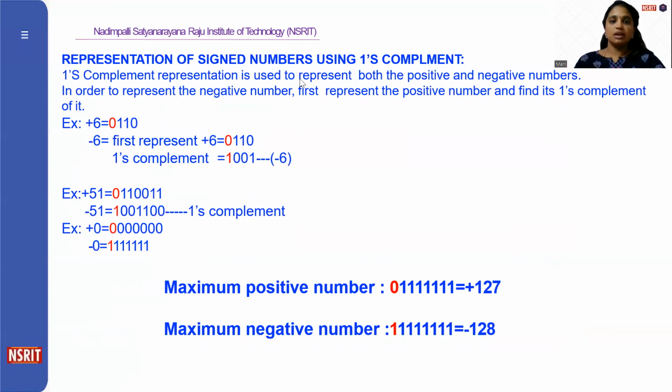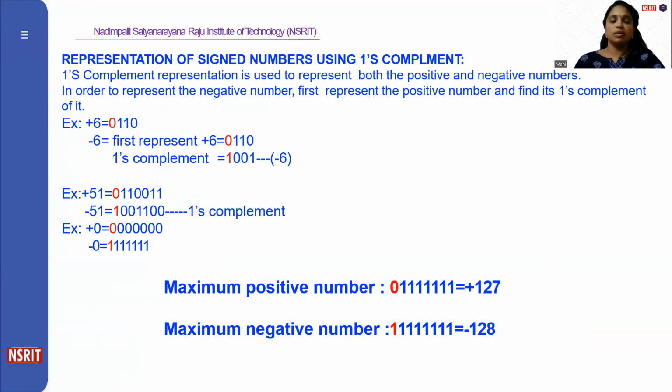The representation of signed numbers using ones complement. So how do we represent signed numbers using ones complement? Ones complement representation is used to represent both positive and negative numbers. Why? Because these are the signed numbers in magnitude form. By using this ones complement representation method, we can represent both kinds of numbers. So how to represent the numbers? In order to represent a positive number, there is no change.